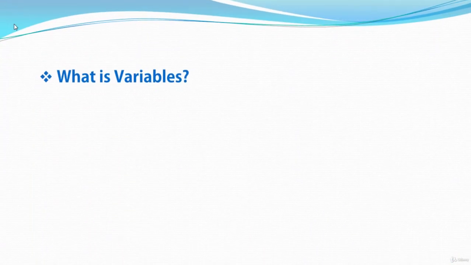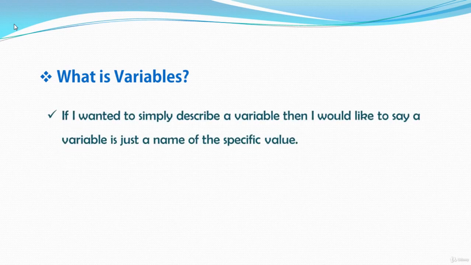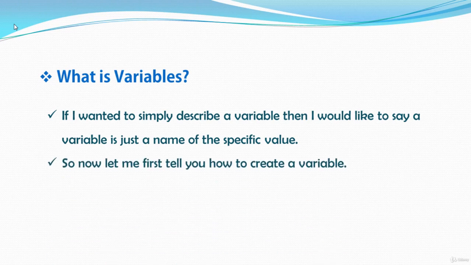So let me first tell you what a variable is. If I wanted to simply describe a variable, I would say a variable is just a name of a specific value. This value can be changed anytime. Just think, if you want to store age, then you can use a variable to store the age value. But when you call your age, it is very difficult to call the exact age value. In that situation, variables help you out. You specify a name for your age and access this name anytime, anywhere.